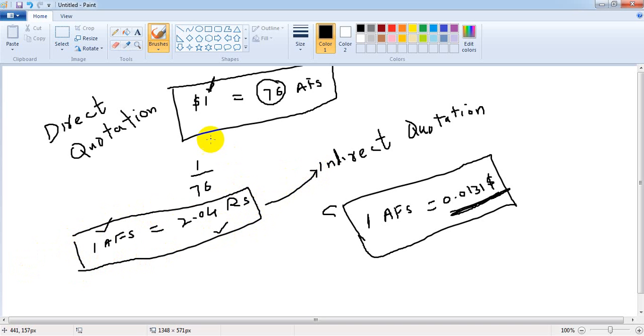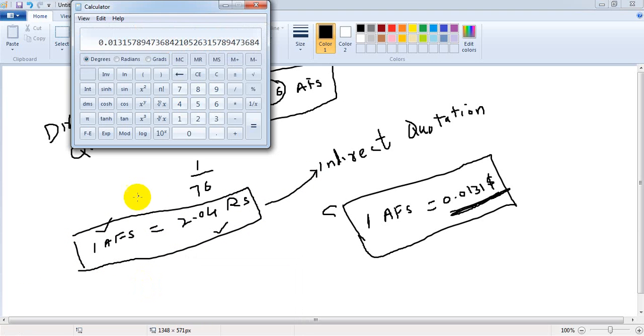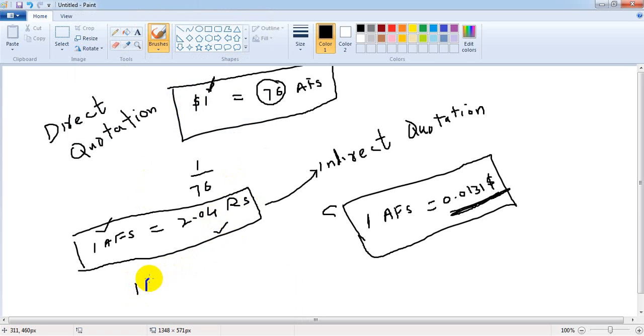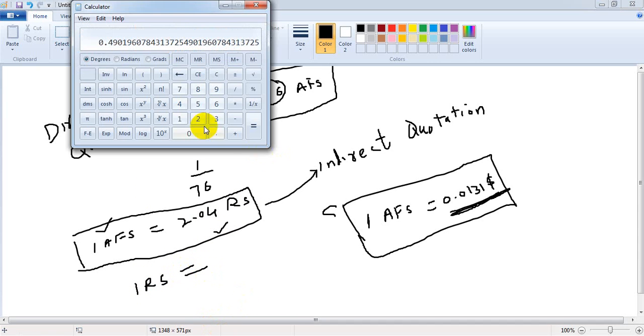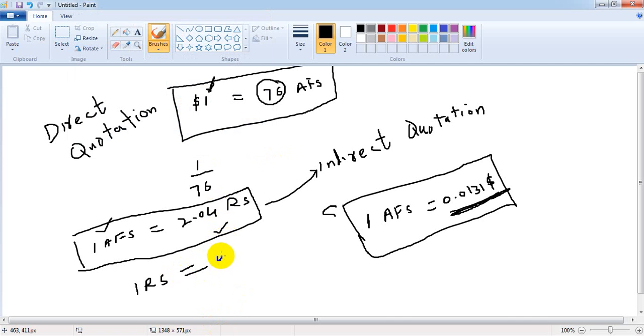Now what will be its direct quotation? So 1 divided by 2.04, we are getting 1 rupee is equal to 0.490 Afghanis. So this is called direct quotation.